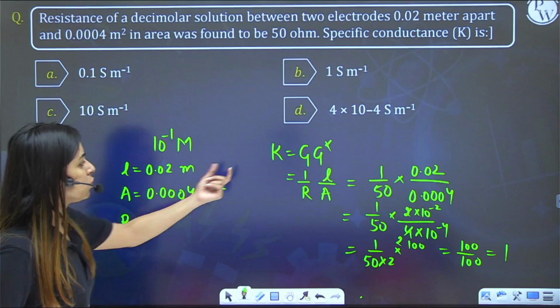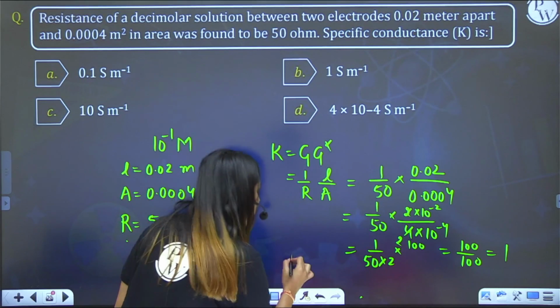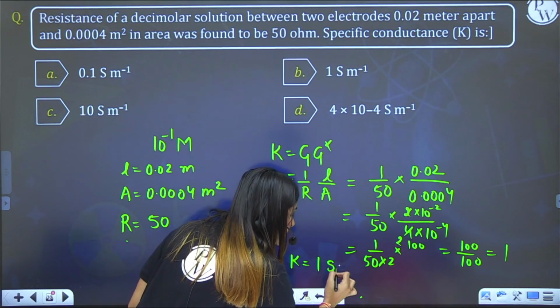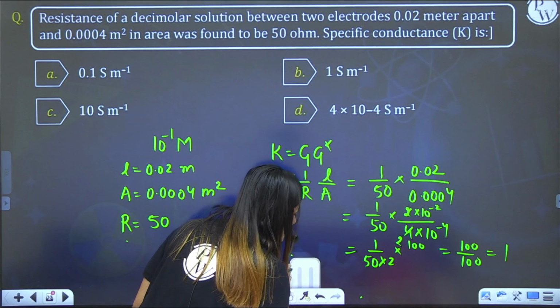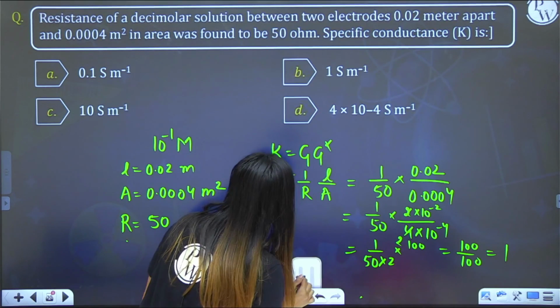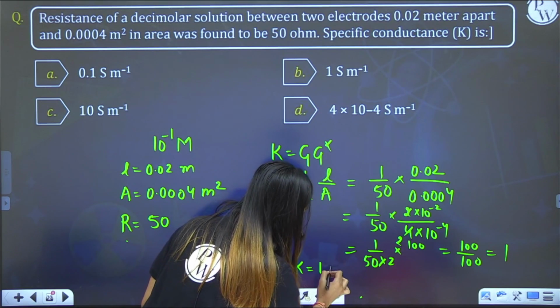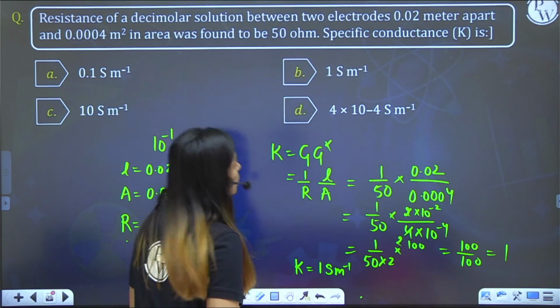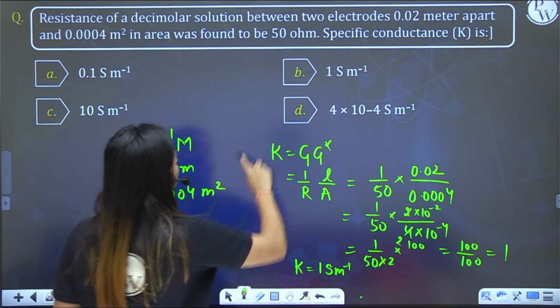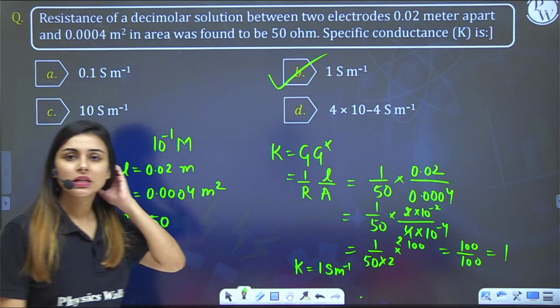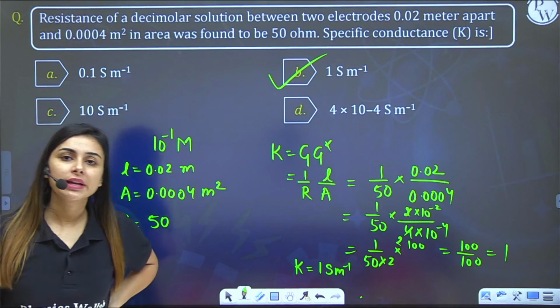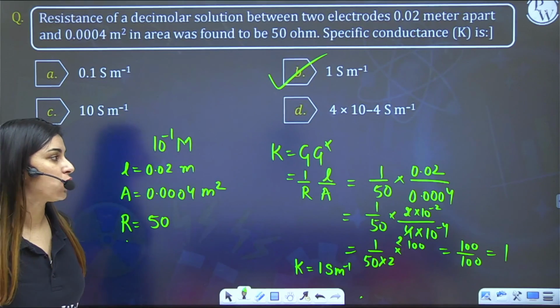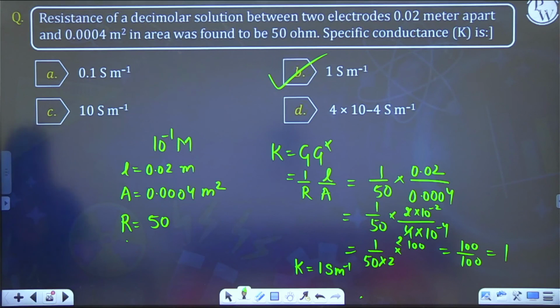What is the value? We have conductivity. So conductivity is equal to 1 Siemens meter inverse. So 1 Siemens meter inverse means option B will be your correct answer. So this is how you will be solving these types of questions. I hope you are clear with this.